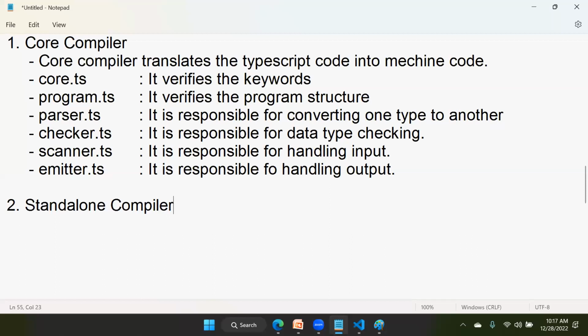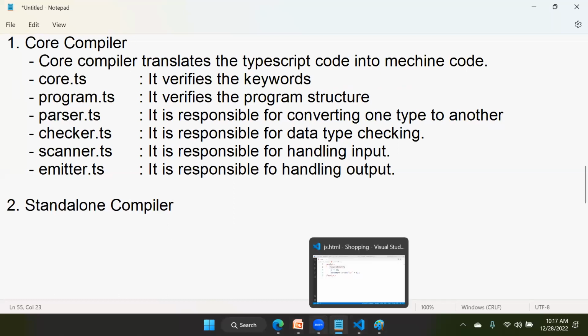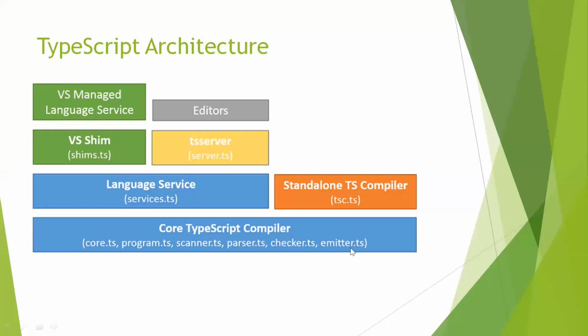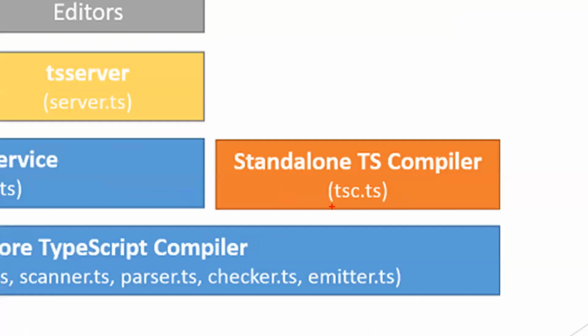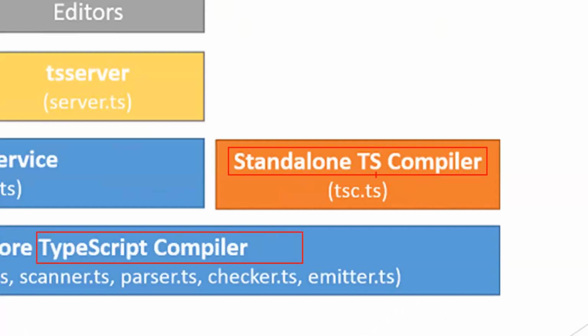Why do you have two compilers here? There is another compiler called the standalone compiler. We have a core compiler and we have a standalone compiler. You see, there is another compiler here, the standalone TypeScript compiler. Why two compilers? What is the role of this standalone compiler?